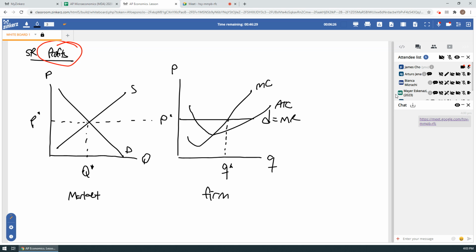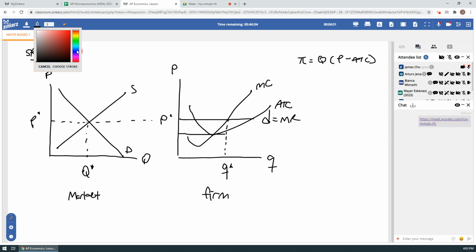Here is the total revenue. It's P times Q. P times Q is the whole box. The whole box is going to be the total revenue. For the profit, it's going to be the quantity times P minus ATC.